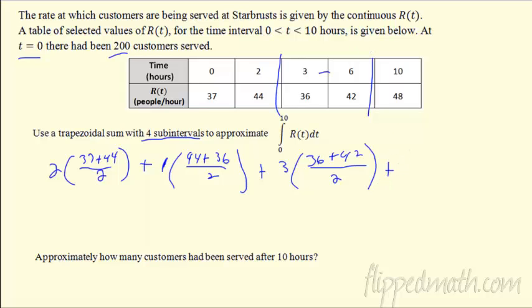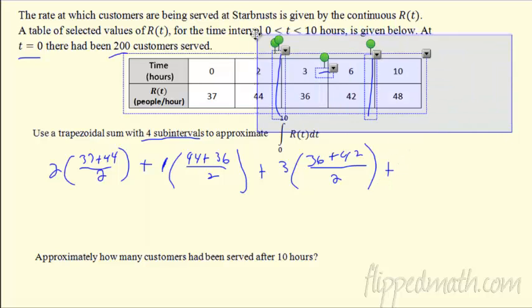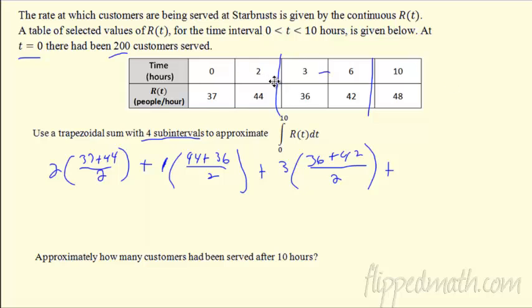And then my last one. I thought I could make them uniform, but let's just finish it out. There we go. So I've got the last one from 6 to 10. That width would be 4. And then what are my heights? 42 plus 48. Average them out. So that is it right there using the table.